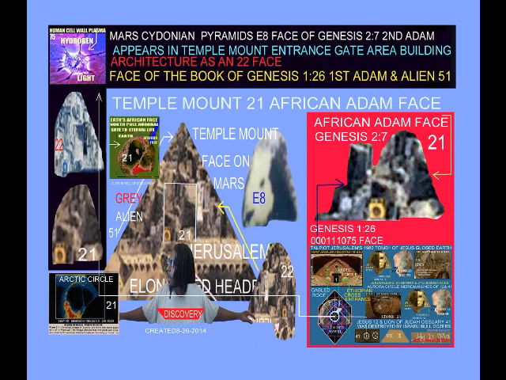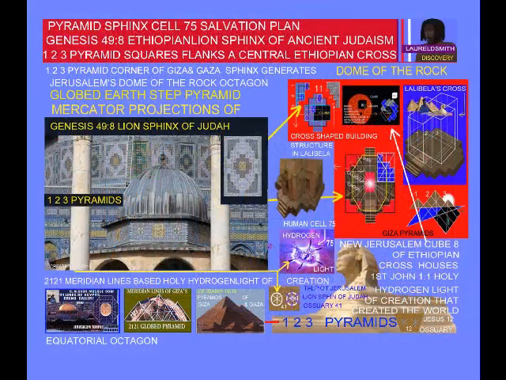So this seemed to be the chief geometric focus of the lion sphinx of ancient Jerusalem, that ruled over ancient Giza, Gaza, Palestine, Ethiopia, as the fourth son of Jacob in the book of Genesis 49:8. So when we look at the Jerusalem Temple Mount, it was chiefly focused upon the fourth son of Jacob.